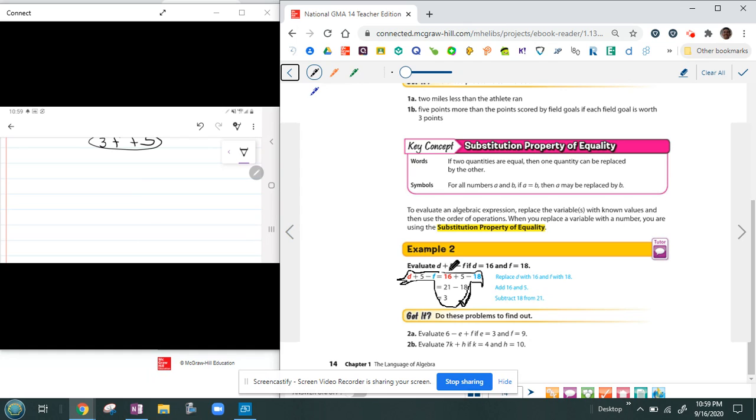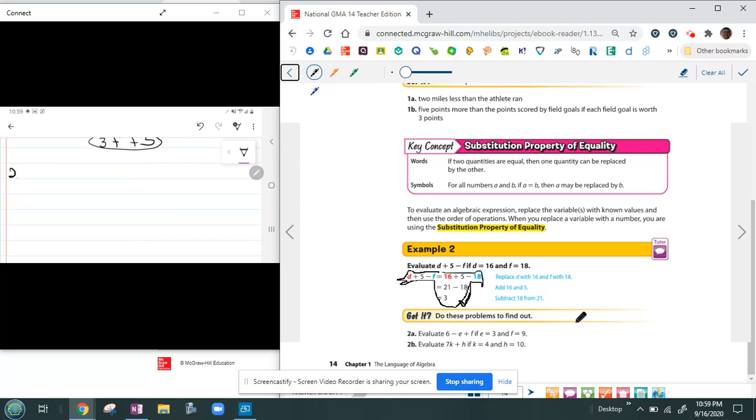So there you go. You substitute to the right, and then you take one step at a time. Do the addition. You do addition and subtraction at the same time, moving left to right. So you do the addition first since it's further left, and then subtract, and you get the 3. All right. Try 2A and 2B. Pause, and then jump back on and see if you're right.